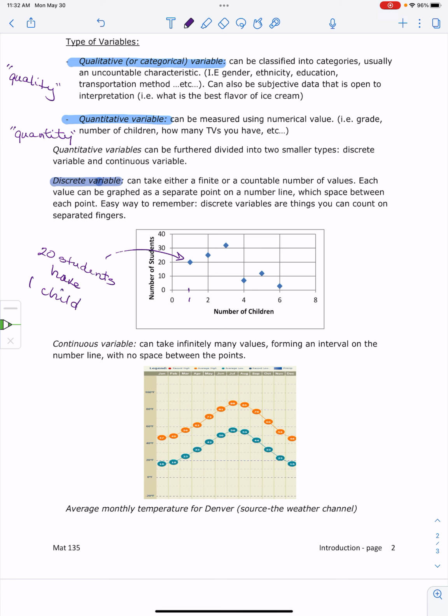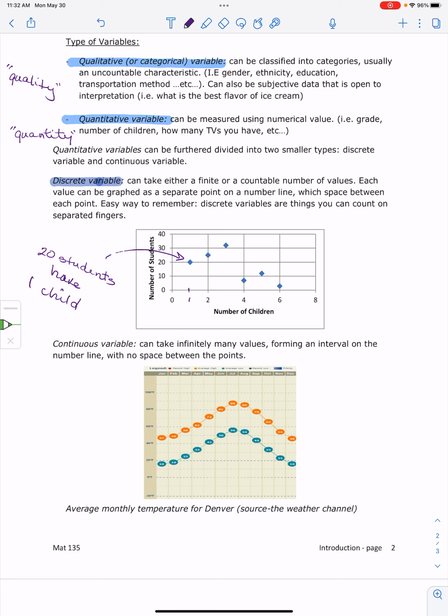Notice these are random separated dots. There is no way to get from one child to two children continuously, because there are not going to be any students that have 2.5 children. Okay, now, when we talk about discrete variables, we talk about them being countable.